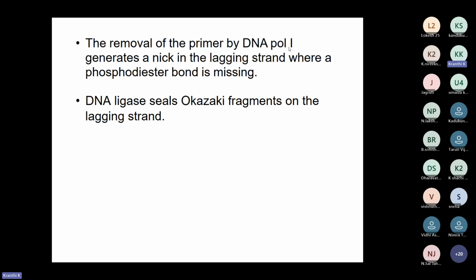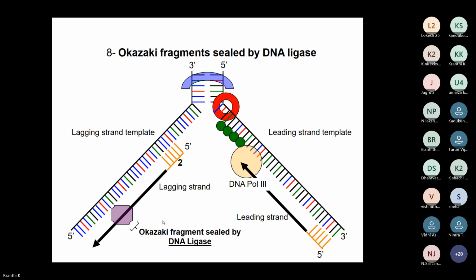The removal of the primer by DNA polymerase 1 generates a nick in the lagging strand where a phosphodiester bond is missing. So DNA ligase seals the Okazaki fragments on the lagging strand, like this. Then it is closed by the DNA ligase. Now we have two strands. One is the continuous strand, with no break and no Okazaki fragments, because it is synthesized in the 5' to 3' direction. In the discontinuous or lagging strand, multiple primers were added, then later those RNA primers were removed and sealed by DNA ligase. Now two strands got created.